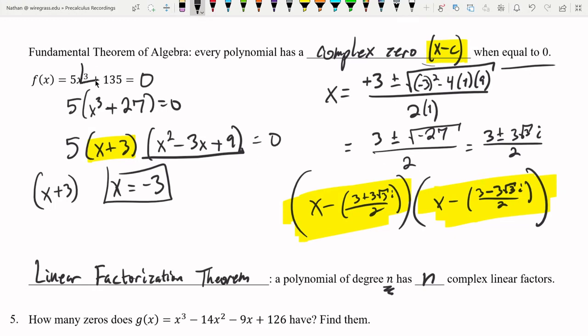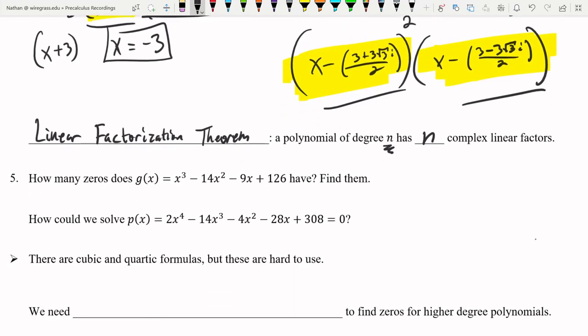This is a degree 3. We found 1, 2, 3 zeros from it, three factors from it. And that's the key thing to keep in mind: whenever you have a degree n, you always are expecting n complex linear factors. Now those factors may be repeated, and that is where the multiplicity comes into play. But it doesn't matter. You're going to be able to count up n of them. So if it's a quadratic, you should expect 2. If it's a cubic, you should expect 3. If it's a 15th power, you should expect 15 factors, 15 zeros total. So go ahead and give it a try in number 5.